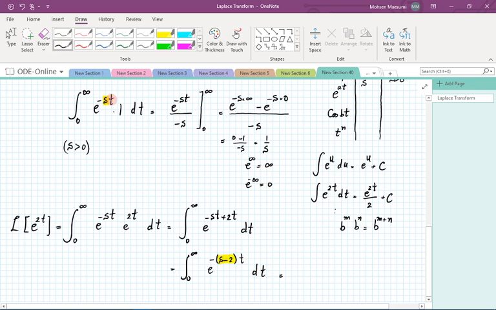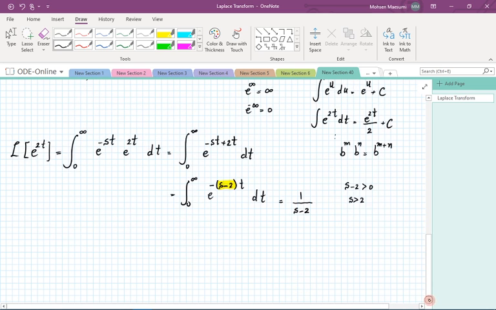So if I have this substitution, I have a similar substitution on the right hand side. And of course, over there I needed s to be larger than 0, and here I need to have s minus 2 larger than 0. In other words, s has to be larger than 2. Okay, we did this one.